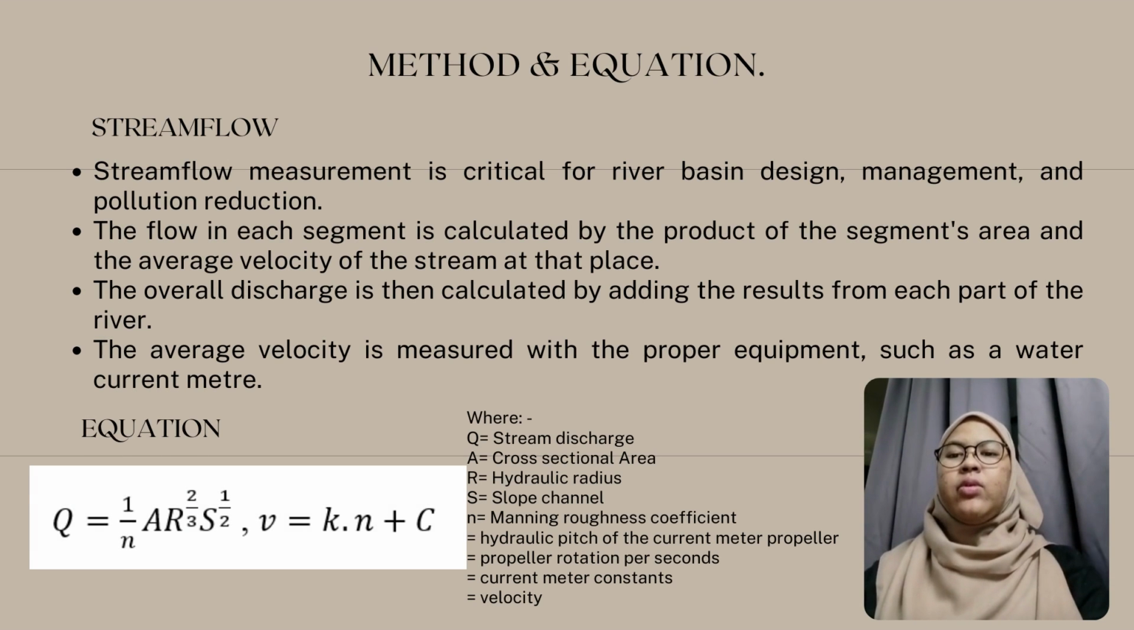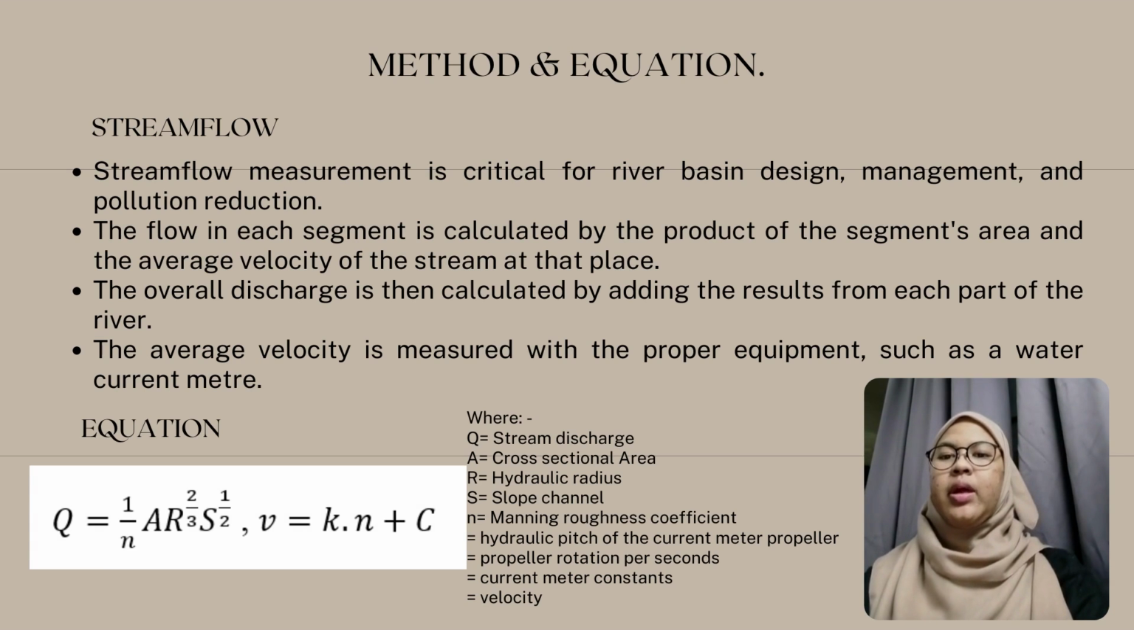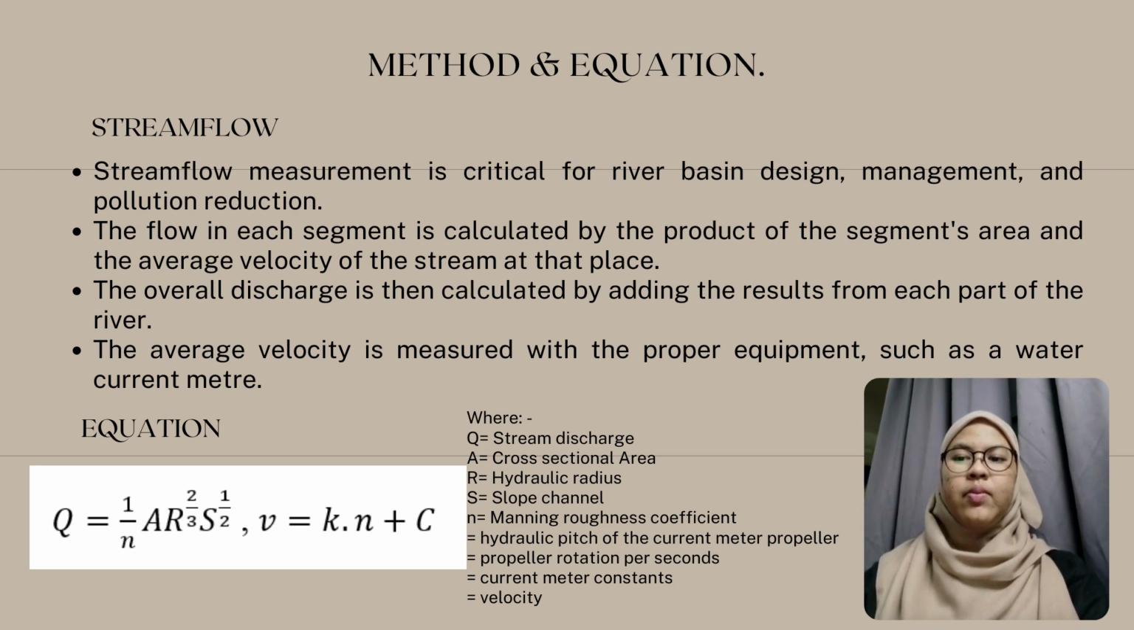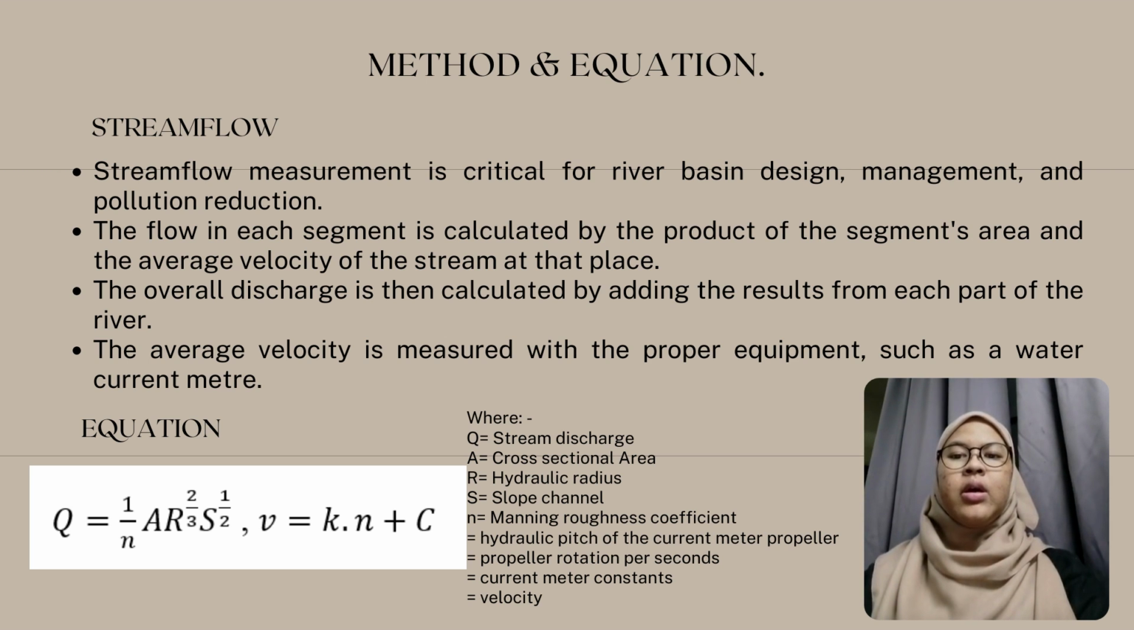Streamflow. Streamflow measurement is critical for river basin design, management and pollution reduction. The flow in each segment is calculated by the product of the segment area and the average velocity at the stream place. The overall discharge is then calculated by adding the result from each part of the river. The average velocity is measured with the proper equipment such as a water current meter.